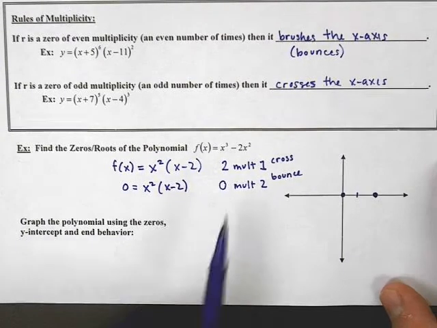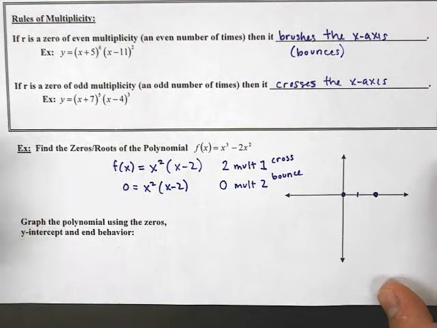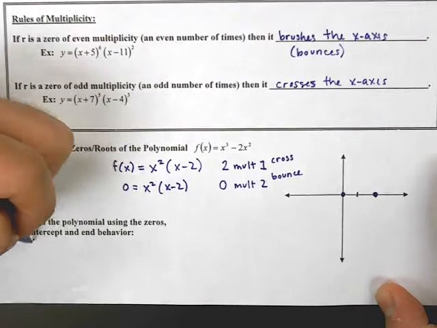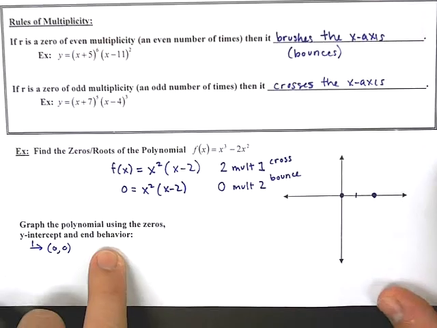Y-intercept? Well, y-intercept should be nice and easy. This is standard form. There's no constant, so I'm going to have a y-intercept at 0, 0. The last thing we need to look at again is the end behavior.